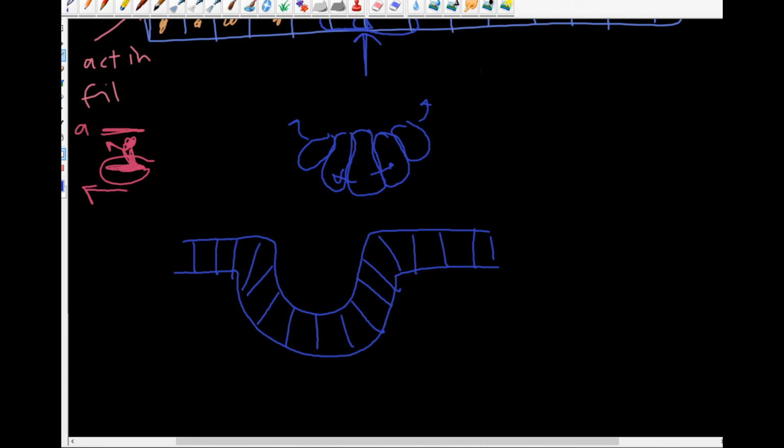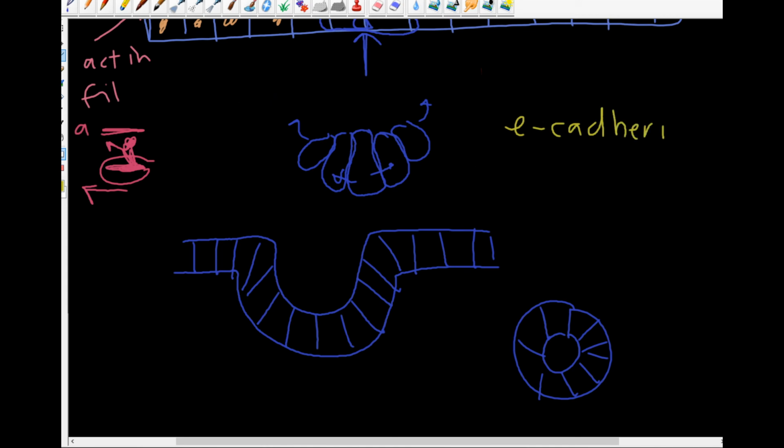What's going to help us finally form our eventual product, the neural tube, which will look something like this, are proteins called cadherins. Cadherins bind to each other and create a bridge essentially between two cells. There are different types of cadherins. One type, which I'm going to do here in yellow, is E-cadherin, which stands for epithelial cadherin, and these are cadherins expressed by epithelial cells. Another example, which I can do in red, is N-cadherin, which is expressed by neurons.